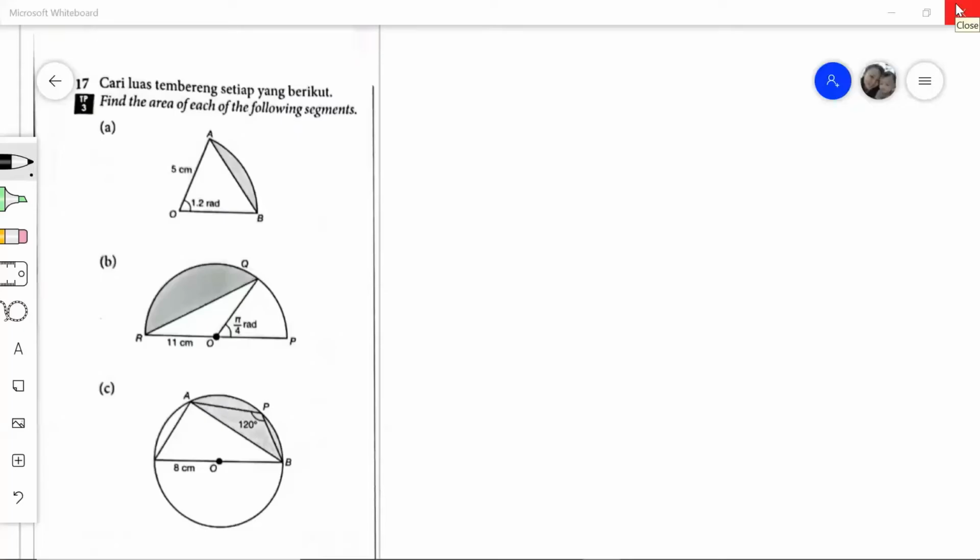Hi everyone, this is question number 17 in circular measure. We need to find the area of the segment. The formula involved to find the area of segment is we shall take the area of the sector and minus the area of the triangle inscribed in that sector. And the formula of the area of the sector is half r squared theta.